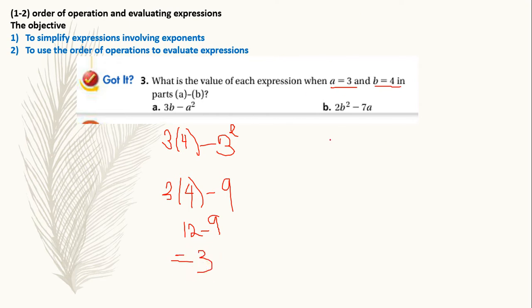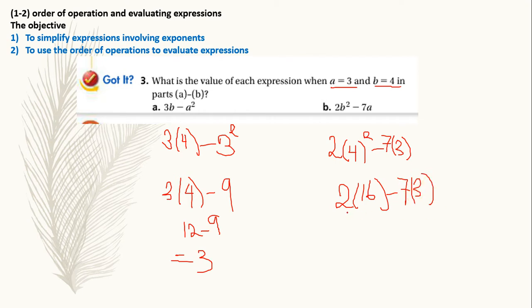Same thing with this one. 2 times b, what is b? 4 to the power 2 minus 7 times 3. So powers first, 2 times 16 minus 7 times 3. Now 2 times 16, it's 32, minus 7 times 3, which is 21. So that is equal to 11.